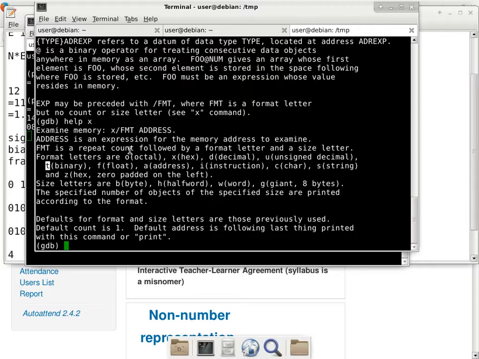FMT is a repeat count, followed by a format letter and a size letter. We're dealing with a format letter here. The format letters are octal, hex, decimal, unsigned decimal, binary, float, address, instruction, char, string, and z. And this one does have zero padded, but it's only in hexadecimal. So when you print it as a binary number, there's no option to pad zeros to the left, or at least that's what it implies. But that's a good question. It's a fully legitimate question. But the answer is no. GDB does not natively have the ability to do that.